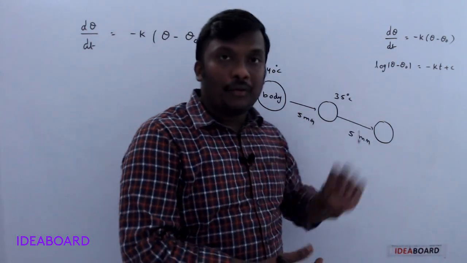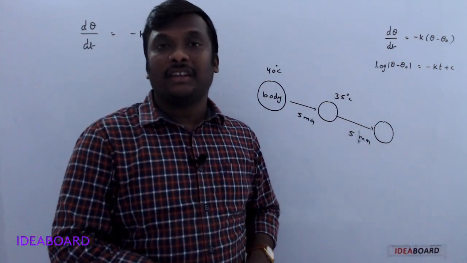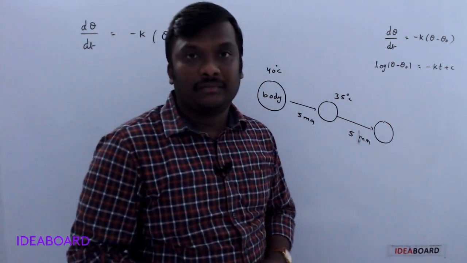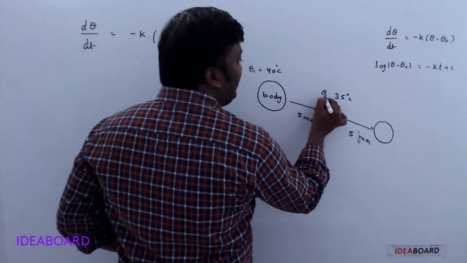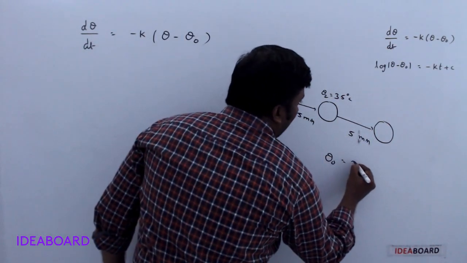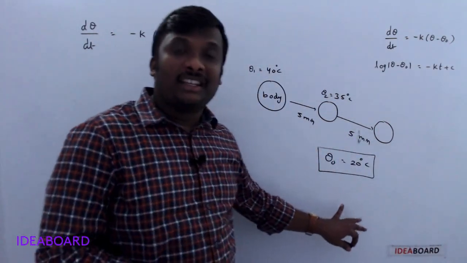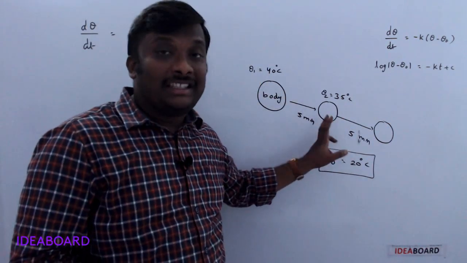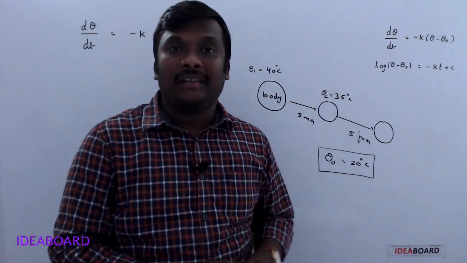If they ask this type of question, if you observe properly, the state of the body does not change here, but the temperature falls. Let this temperature be theta 1 and that temperature be theta 2. The surrounding temperature is taken as 20 degrees Celsius. So the body does not change its state, only a fall in temperature takes place.